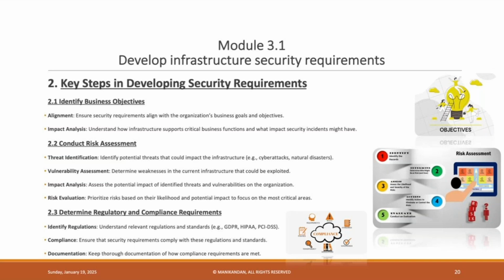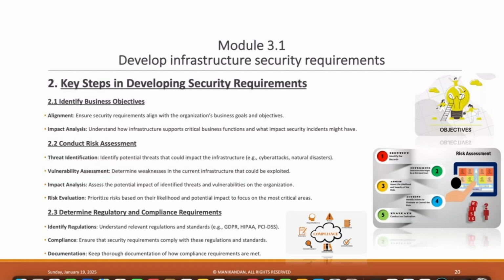But to convert that policy into an actionable standard or control, and decide how we are going to implement that control, this is where your security architect and your product owners come into the picture. So you have to take end-to-end accountability in order to implement the control. Now, when identifying the business objectives, ensure the security requirements align with the organizational business goals and objectives.